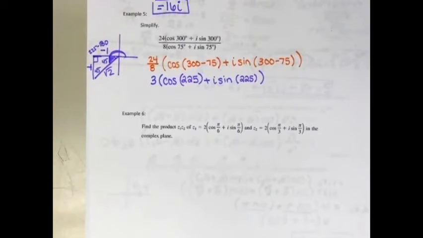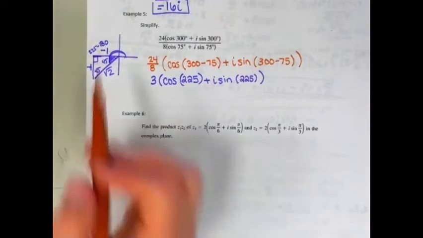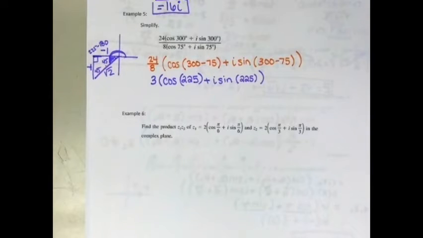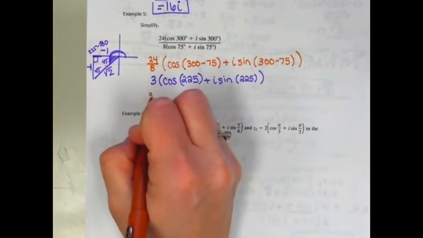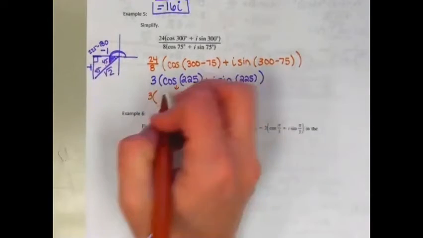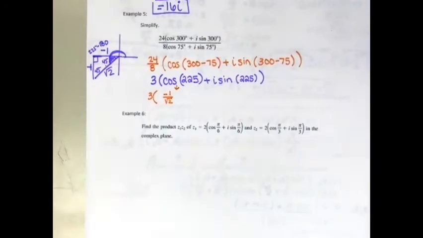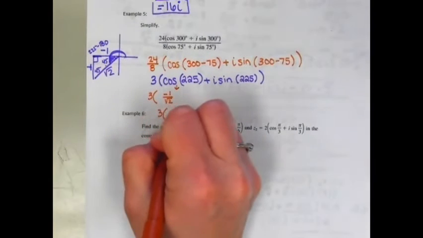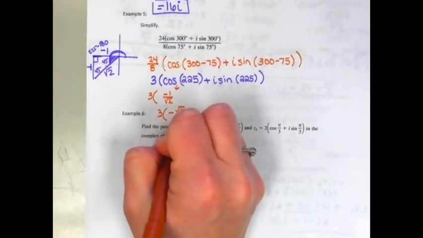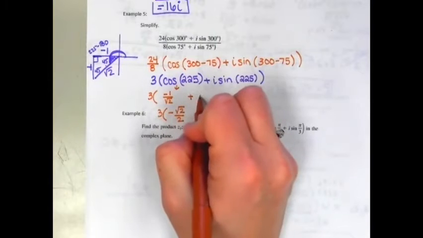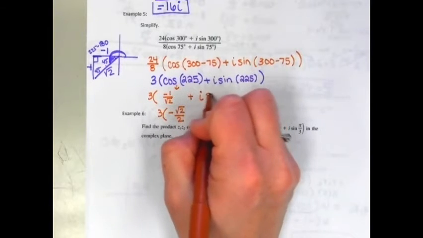Okay. So let's calculate now. Cosine of 225. So what is the cosine of this 45-degree angle? Okay, and how do we remember cosine? Adjacent over hypotenuse. So it would be -1 over radical 2. However, I don't like that, do I? So how should I rewrite that? Negative radical 2 over 2 plus i times the sine of 225.